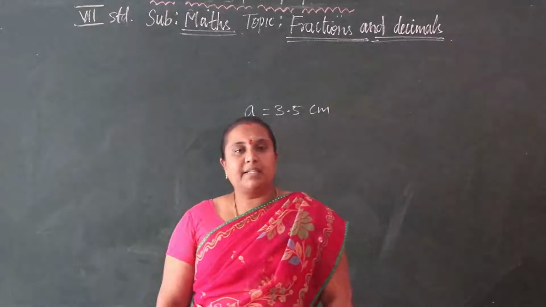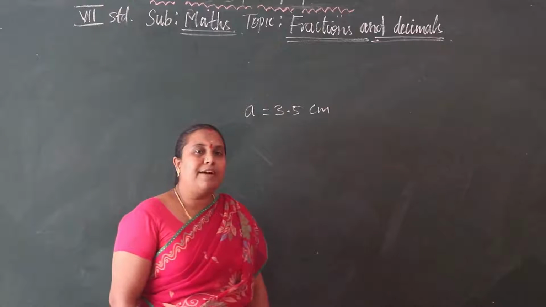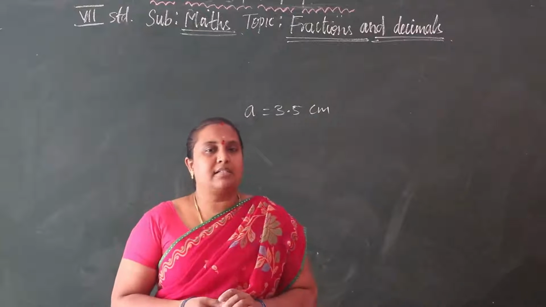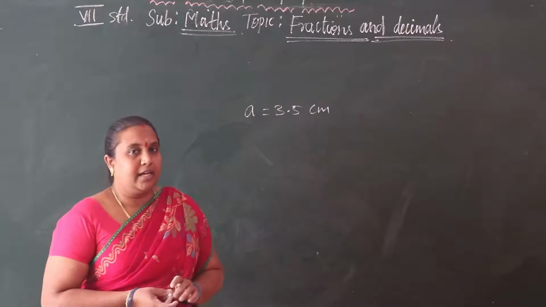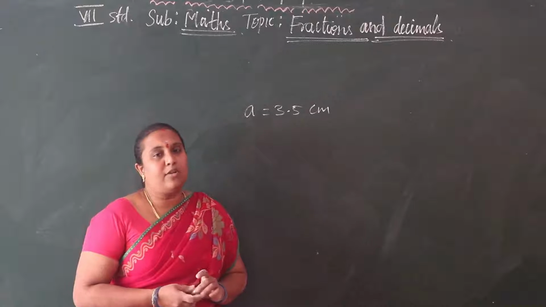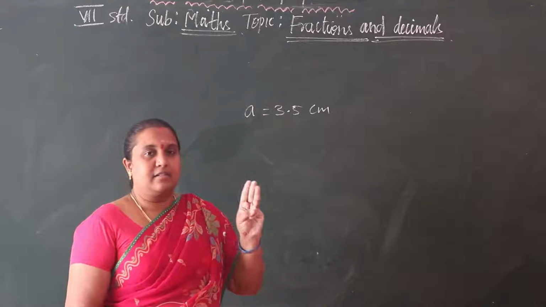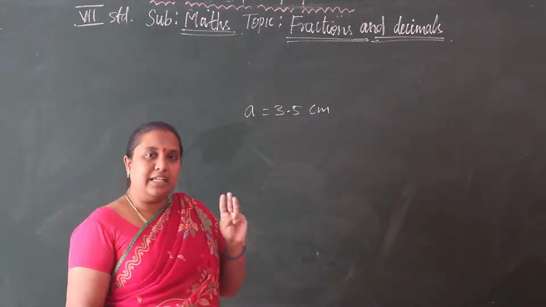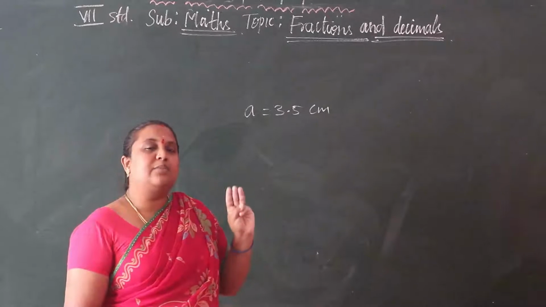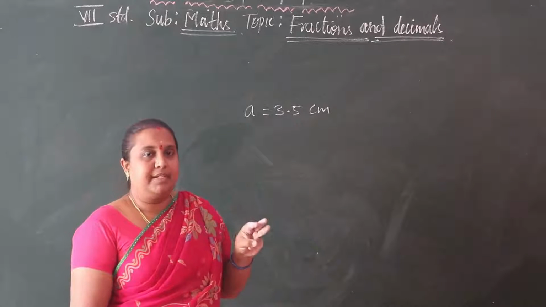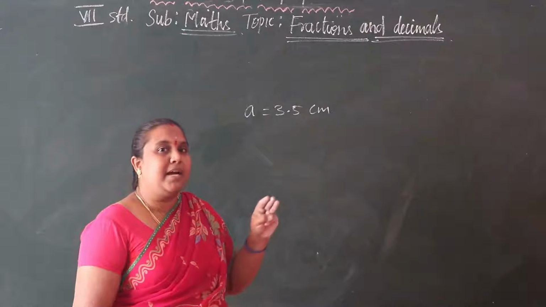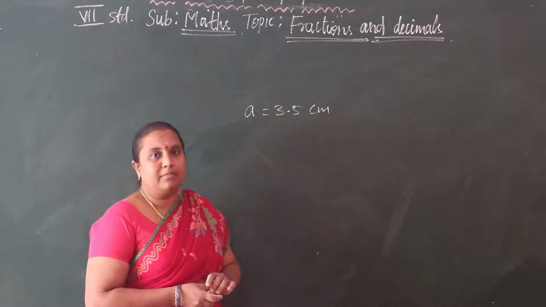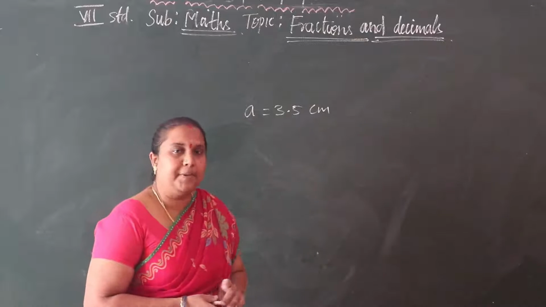How do we find the perimeter? It is the sum of the three sides of the equilateral triangle. How many sides does a triangle have? Three sides, and the three sides are equal. So we can add the three sides and get its perimeter. Here we can multiply the given side by 3 to get its perimeter.